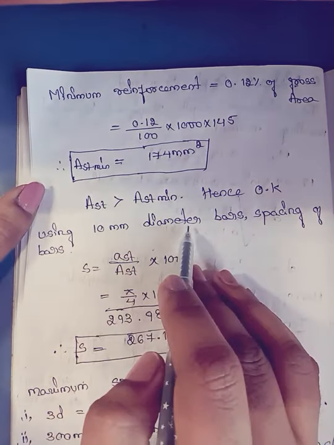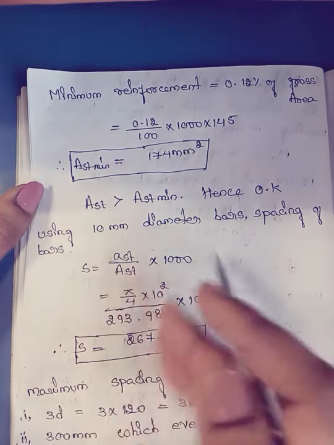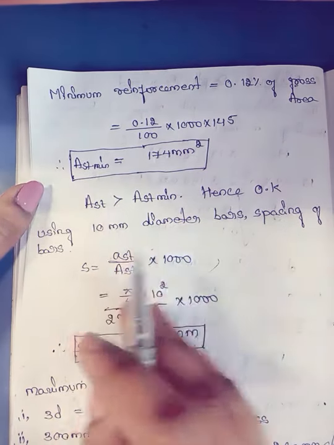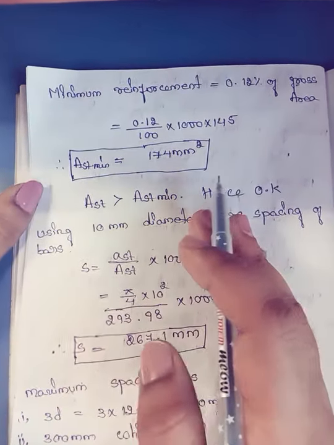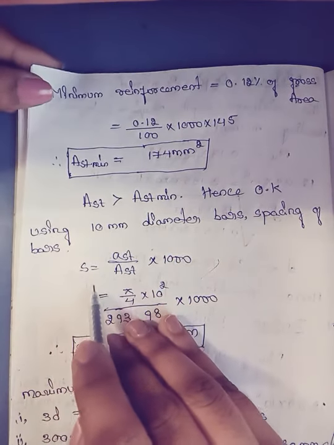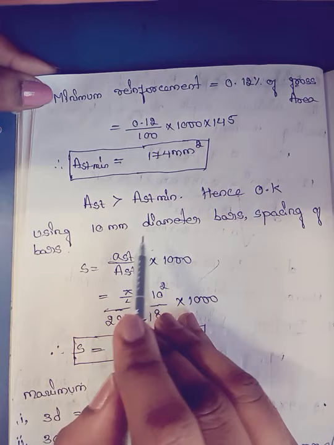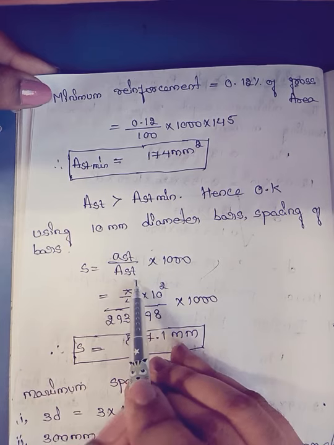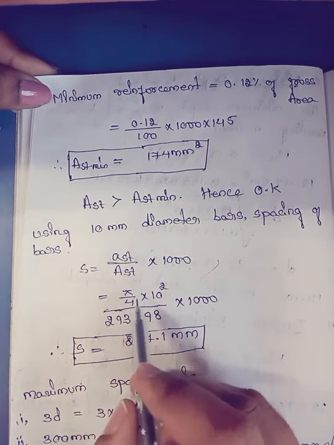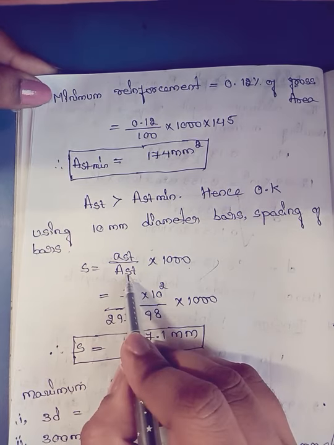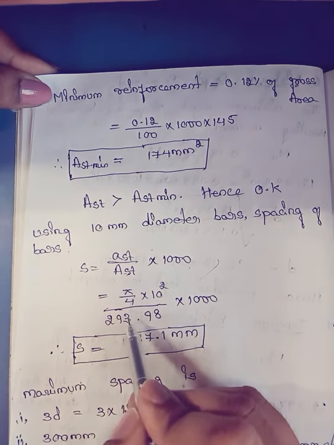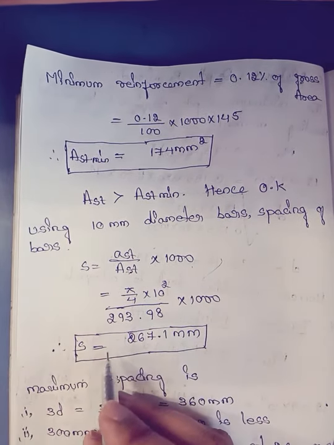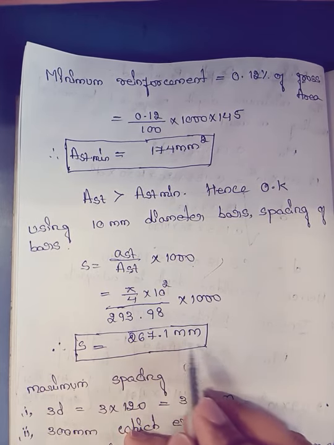So using 10 mm diameter bars, we need to find the spacing of bars. After finding the area of steel required, we need to find the spacing of it, that is, at what center to center distance we need to provide it. To find that, we need to assume the diameter of the bar. So using 10 mm diameter bars, spacing of bar S is equal to small ast by capital Ast into 1000. So pi by 4 into 10 square by Ast, what we have calculated in the previous step. It is Ast, not Ast minimum, into 1000. It is given as 267.1 mm.